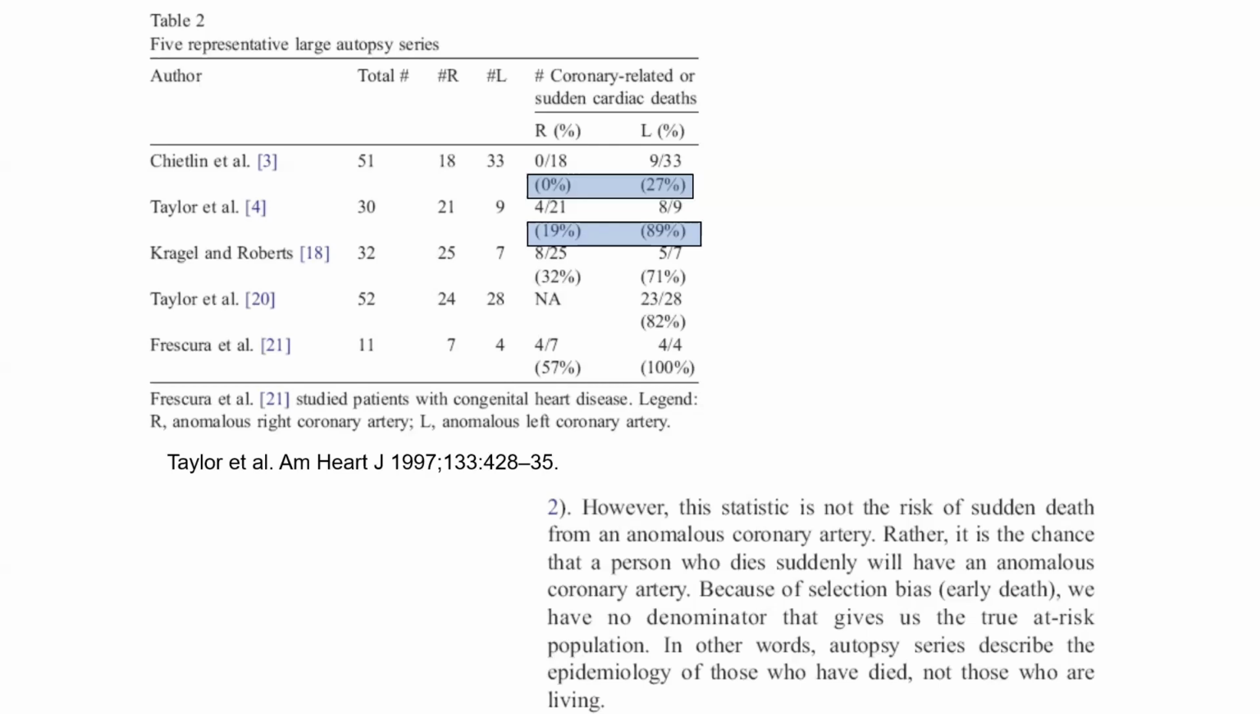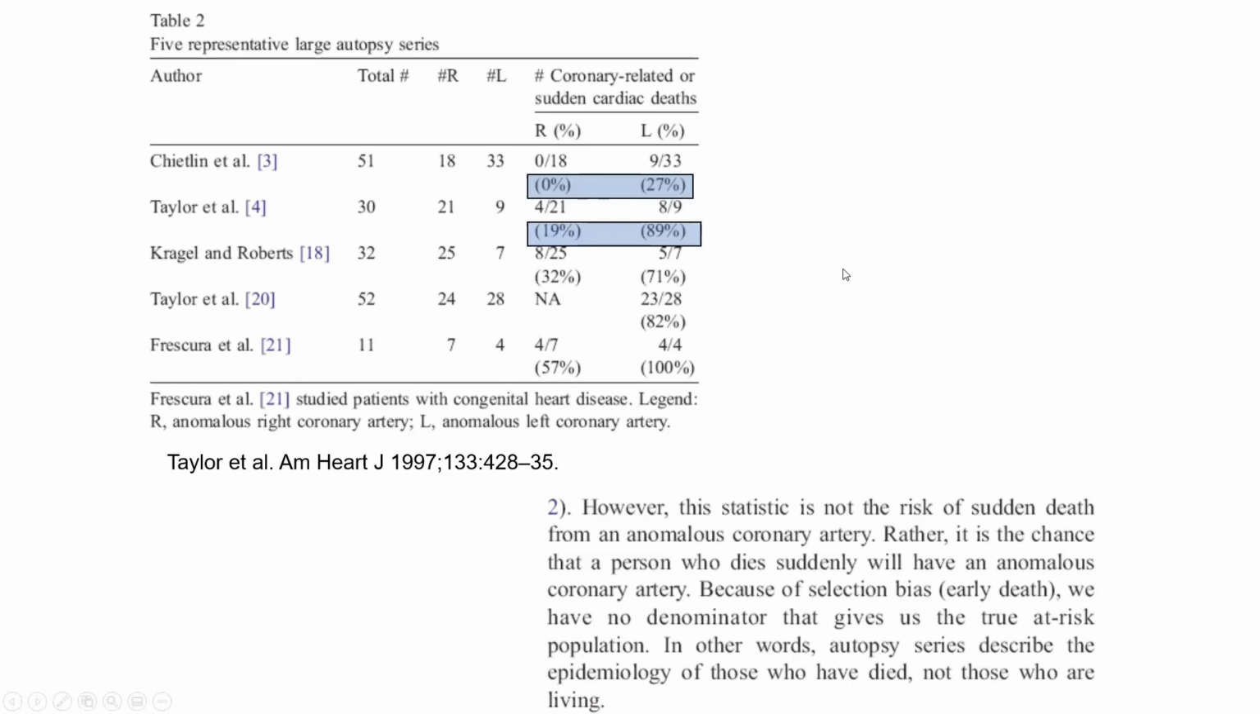However, this does not mean that 27 to 80% of patients with anomalous left main will die suddenly. This does not represent the absolute risk of sudden death from an anomalous coronary artery. Rather, it's the relative frequency of sudden death among patients with anomalous coronary artery who happened to have an unexplained early death and receive an autopsy. There is this autopsy selection bias.